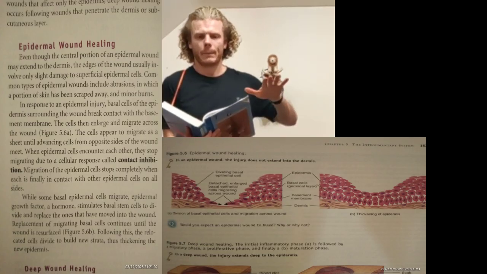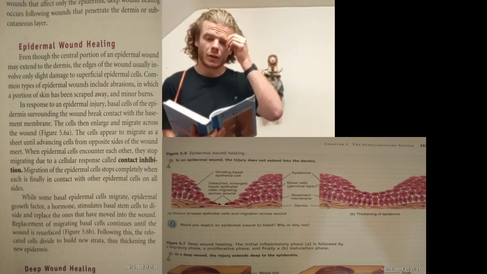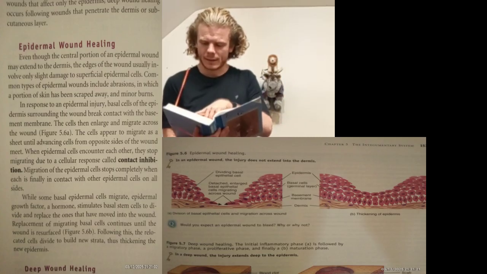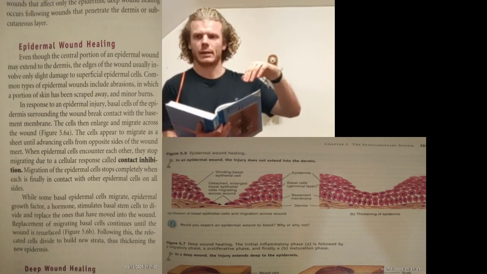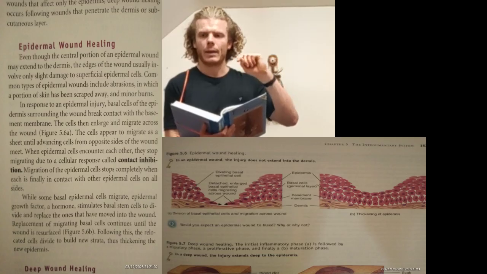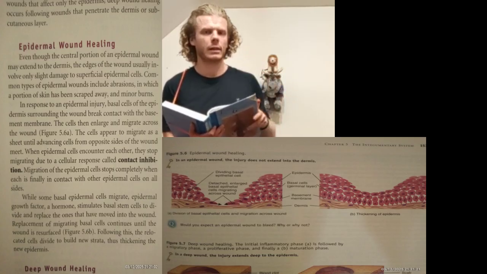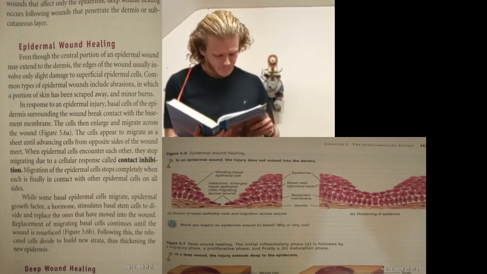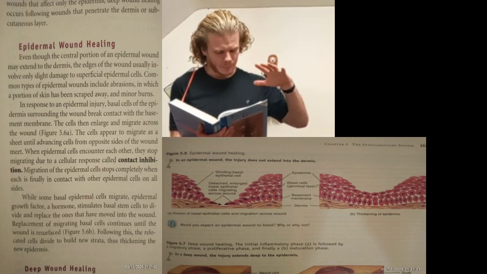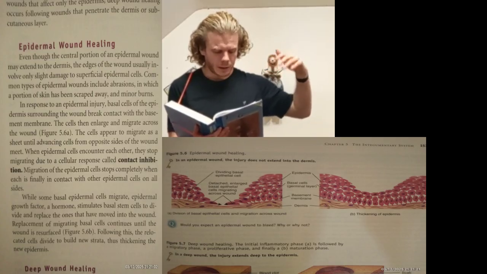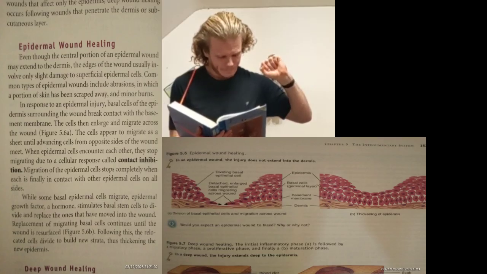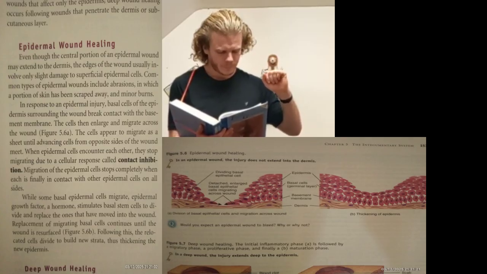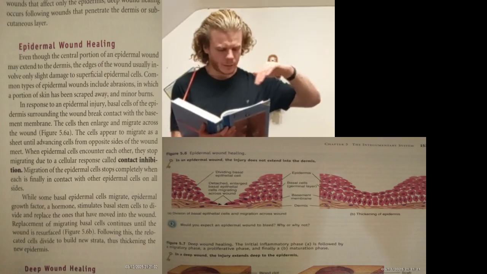What if the damage does not go down to the basement membrane? We have multiple layers of these basal cells. What if it doesn't go down to the basal layer? Then that probably heals just through normal replacement. Now, from the basement membrane, the basal cells break off and migrate. The cells enlarge and migrate across the wound until they reach the cells from the other side.